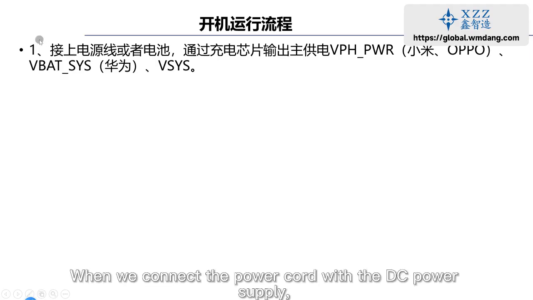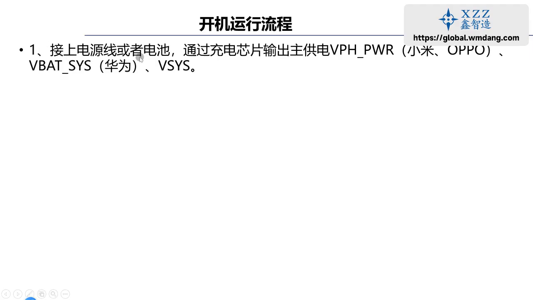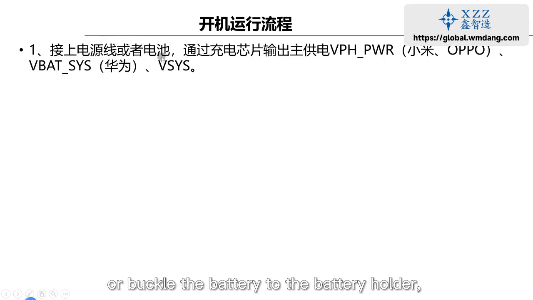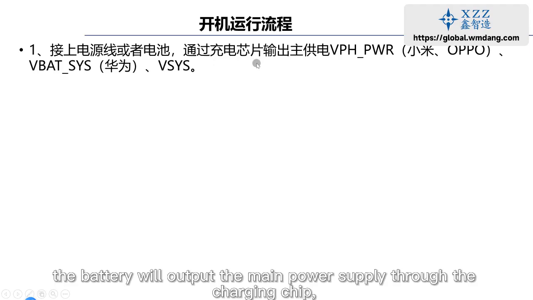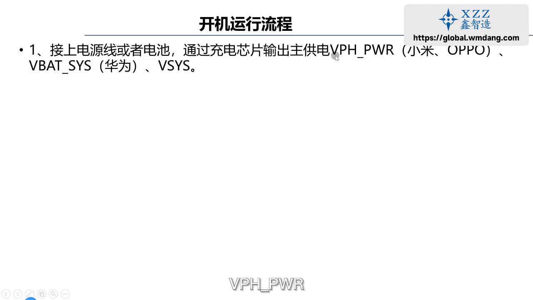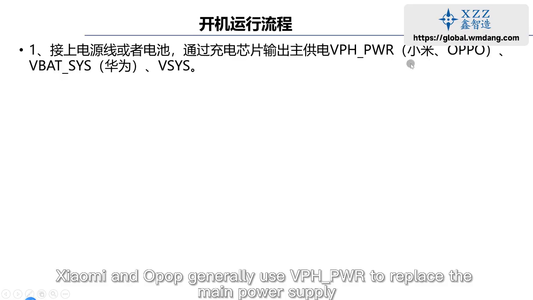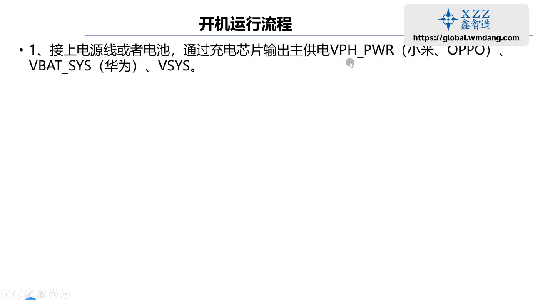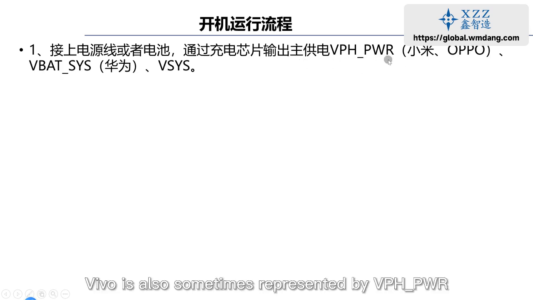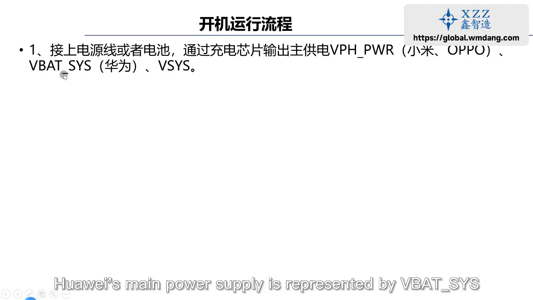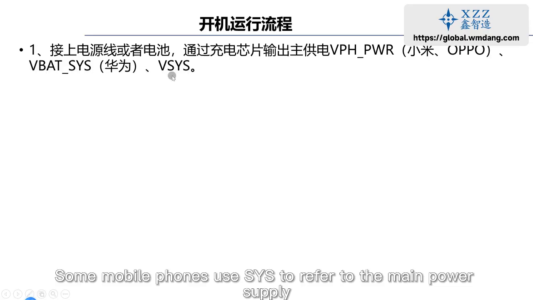Let's take a look. The first step, when we connect the power cord with the DC power supply, or buckle the battery to the battery holder, the battery will output the main power supply through the charging chip, VPH_PWR. Xiaomi and Oppo generally use VPH_PWR to represent the main power supply. Vivo is also sometimes represented by VPH_PWR. Huawei's main power supply is represented by VBAT_SYS. Some mobile phones use SYS to refer to the main power supply.